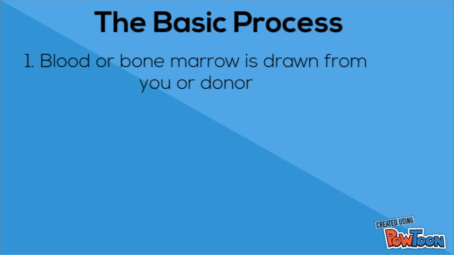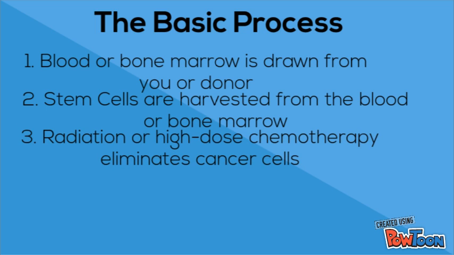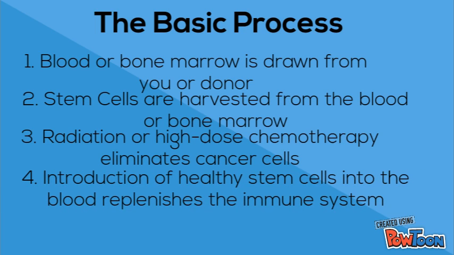1. Blood or bone marrow is drawn from your donor. 2. Stem cells are harvested from the blood or bone marrow. 3. Radiation or high-dose chemotherapy eliminates cancer cells. 4. Introduction of healthy stem cells into the blood replenishes the immune system.